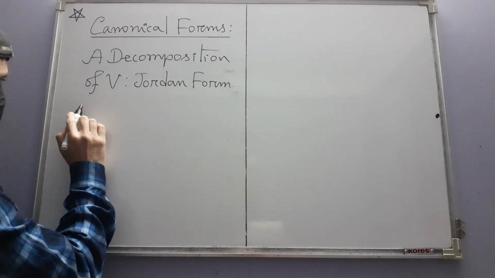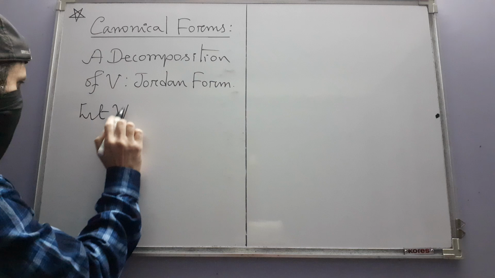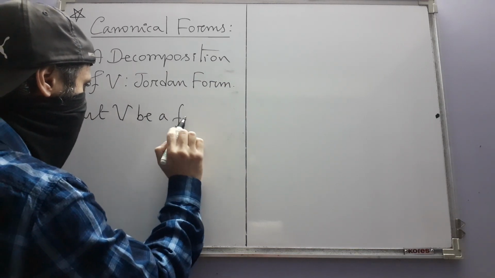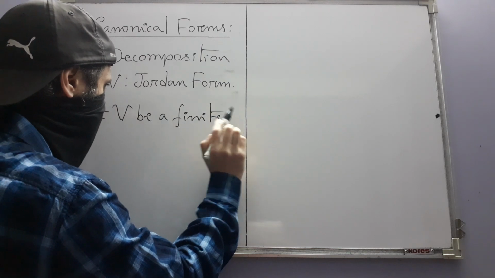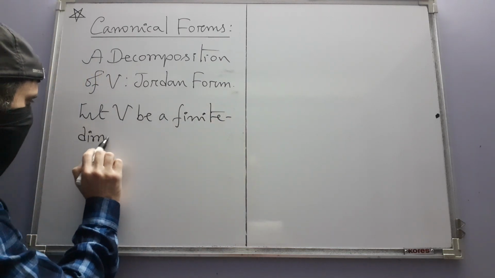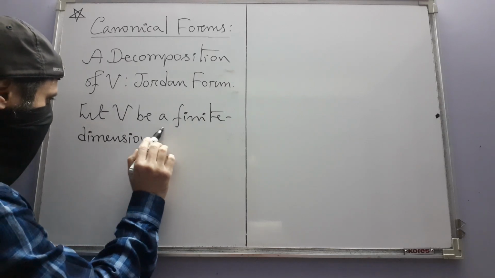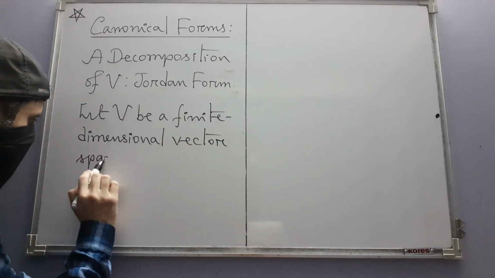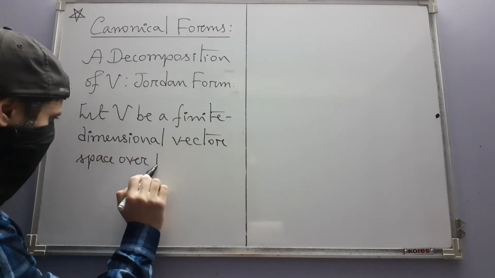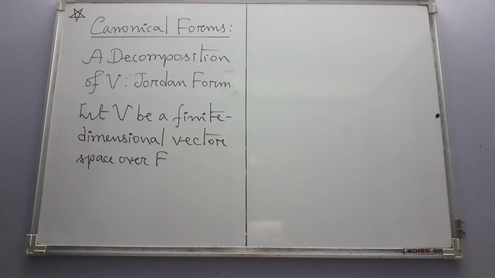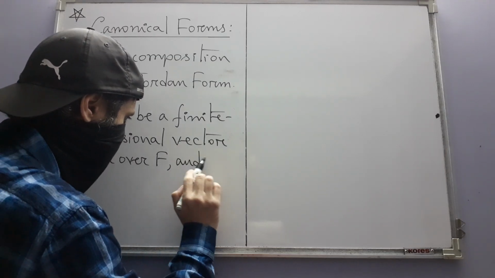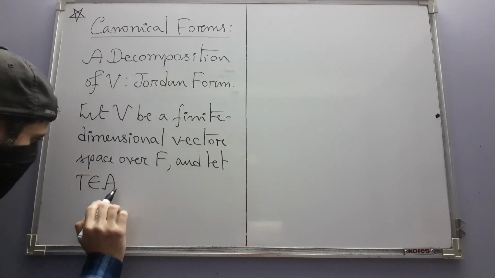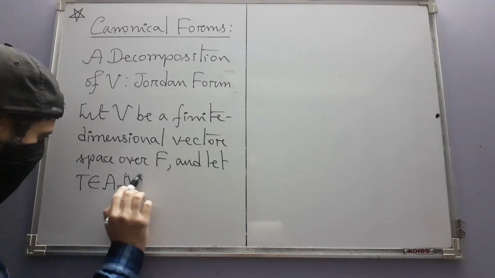Say we have a finite dimensional vector space. Let V be a finite dimensional vector space over some field F, and let T be a linear operator on V.